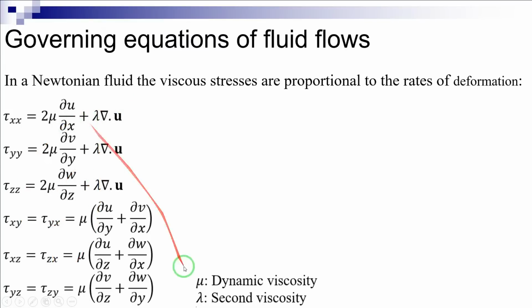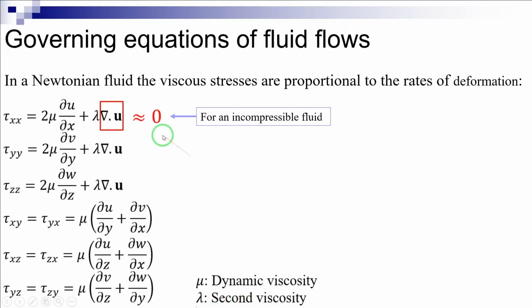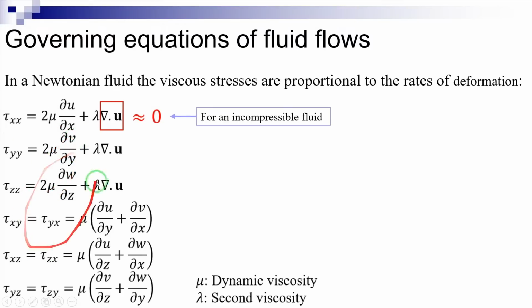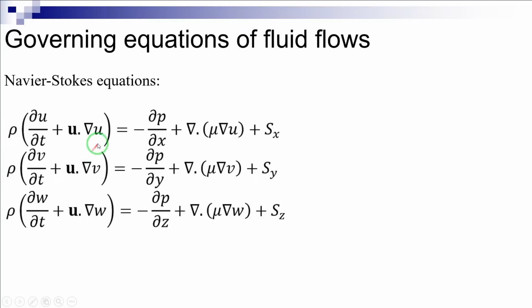where mu is the dynamic viscosity and lambda is the second viscosity, which relates stresses to the volumetric deformation. Note that for an incompressible fluid, the dot product of nabla and velocity is zero. The second viscosity is normally approximated as shown here. Thus, substituting the above stresses into the momentum equations and rearranging the viscous stress terms yields the so-called Navier-Stokes equations.